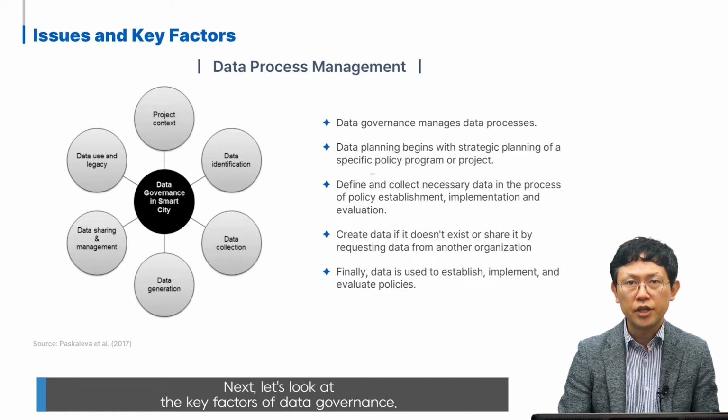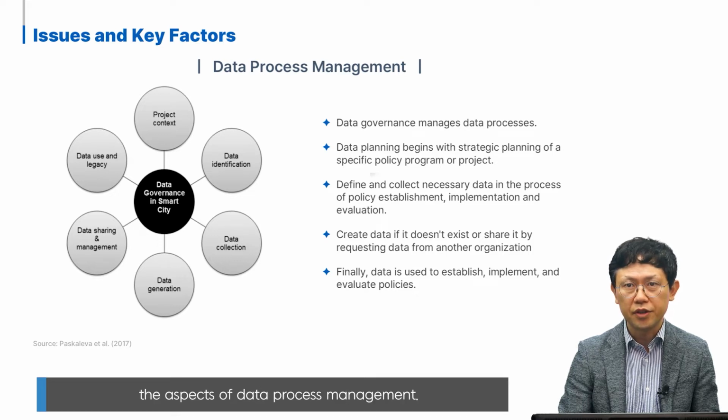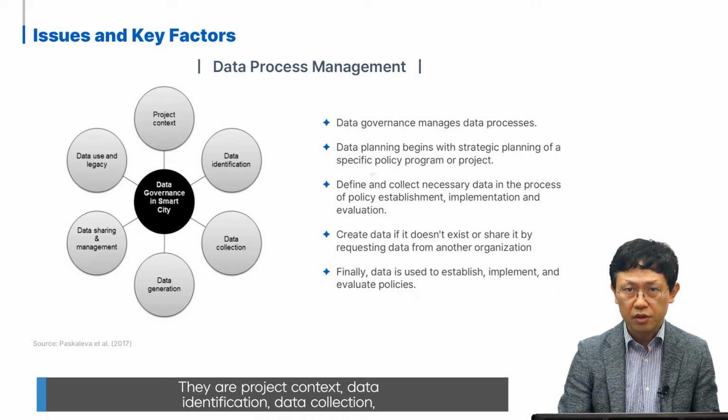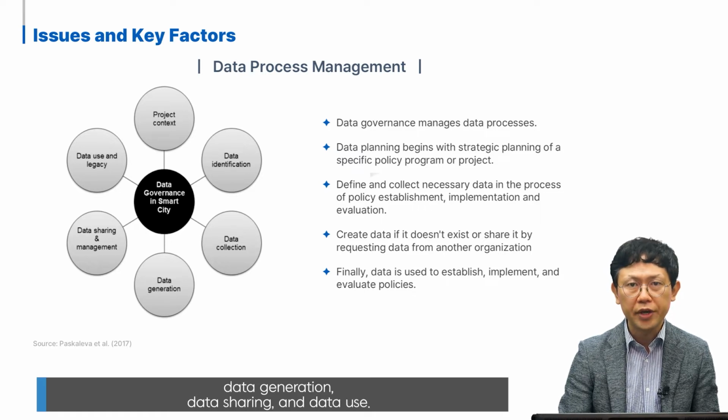Next, let's look at the key factors of data governance. To understand this, you must first understand the aspects of data process management. In terms of data process management, 6 process elements are important: project context, data identification, data collection, data generation, data sharing, and data use.